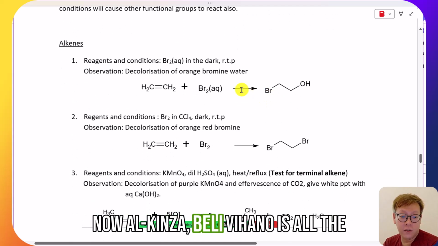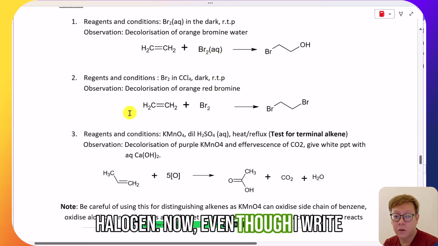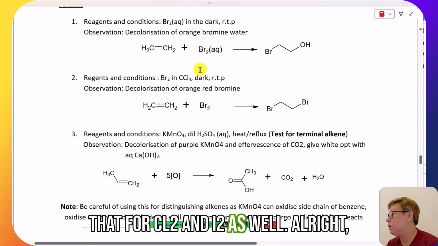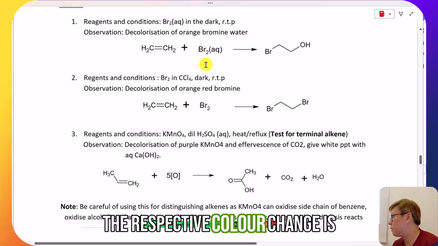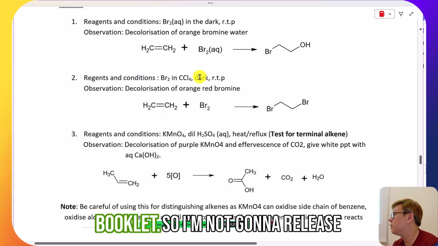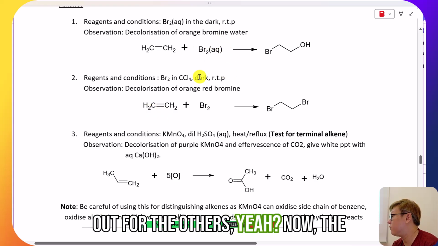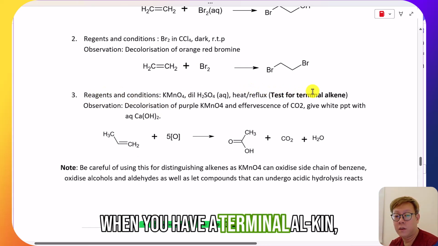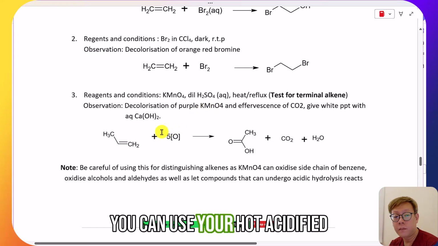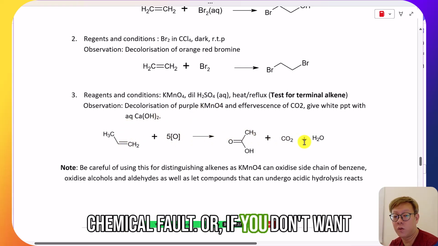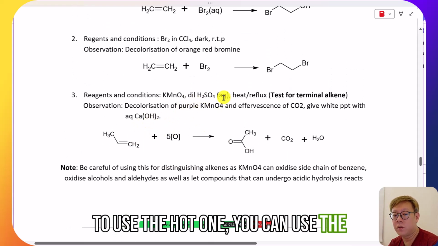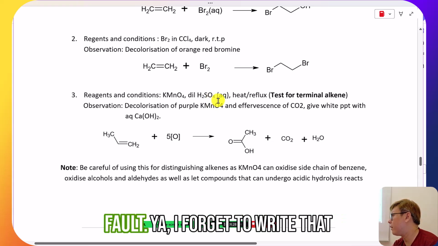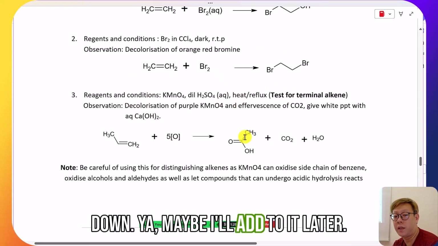Alright, then let's look at alkenes. Now alkenes, I believe you all know, is all the halogens. Now even though I write Br2, I'm sure you all know you can do that for Cl2 and I2 as well. Alright, the respective color change is inside the data booklet. So I'm not going to list out for the others. Clear? Now, the one that I want to mention a bit more is when you have a terminal alkene, you can use your hot acidified KMnO4. Or, if you don't want to use the hot one, you can use the diol. You all know the diol? Diol is the cold alkaline KMnO4. Yeah, I forget to write that down. Yeah, maybe I'll add to it later.